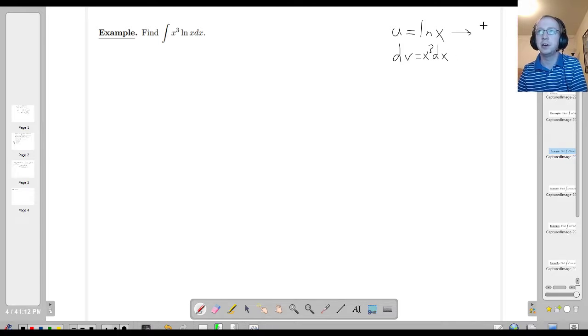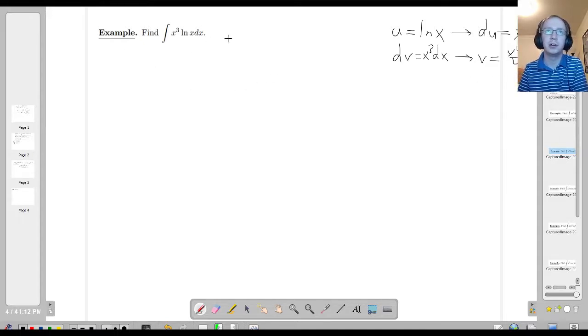Alright, so now I'm ready to find the other things I'll need, which are du and v. So the derivative of u, in other words the derivative of ln x, is 1 over x dx. And the integral of dv is going to be x to the 4th over 4.